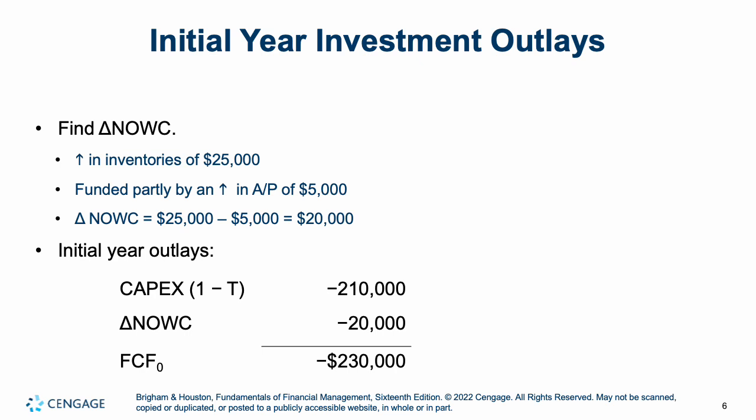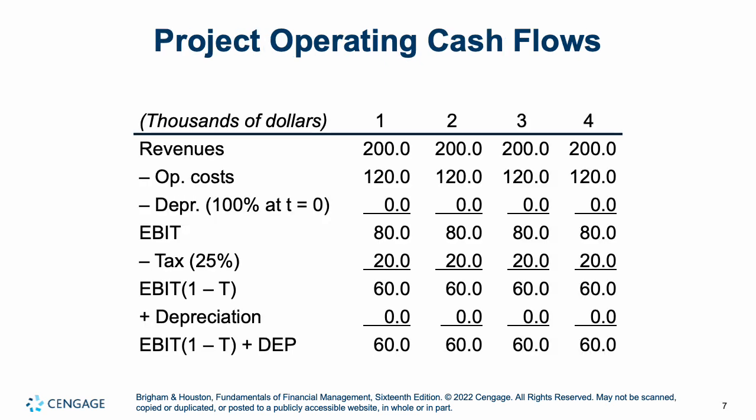So in this case, what is the change in net operating working capital? So our change in inventories was 25,000, but some of it's being funded by increased accounts payable. So in this case, our change in operating working capital is 20,000. So overall, that would mean $230,000 of negative cash flow at the beginning. So how is this going to work?